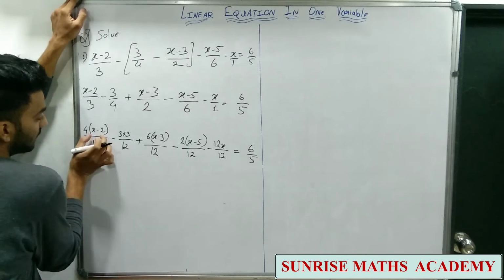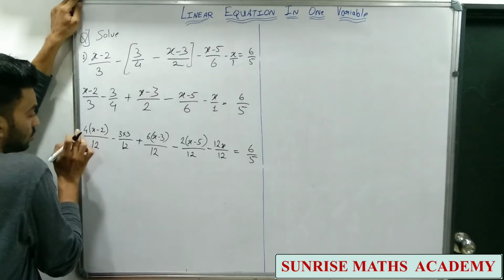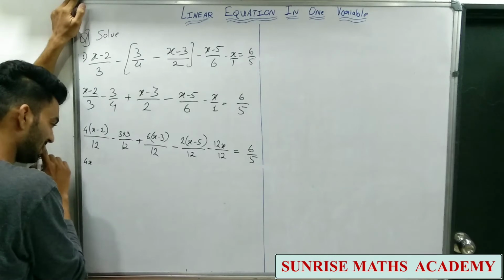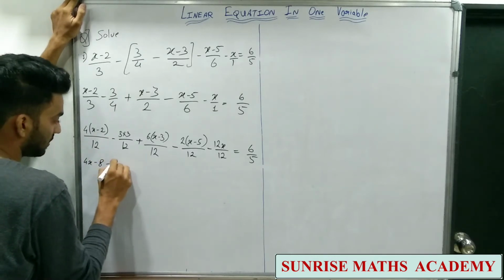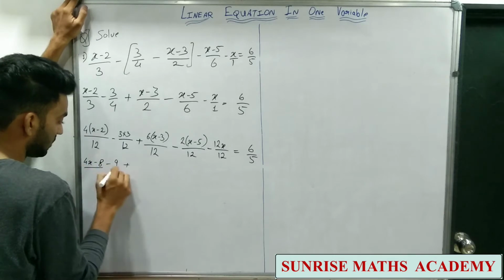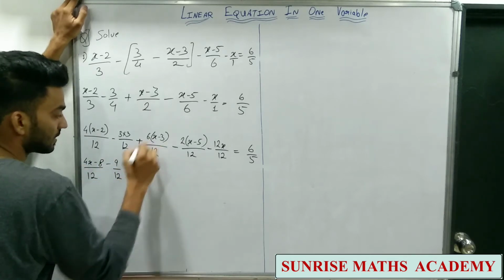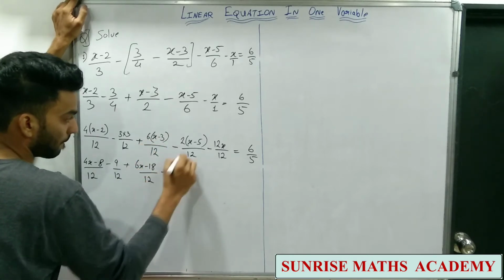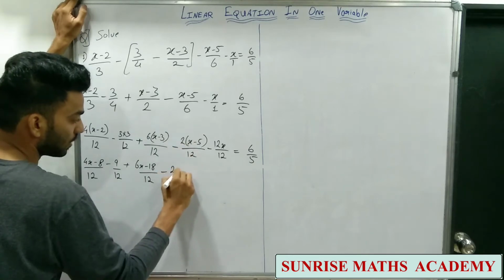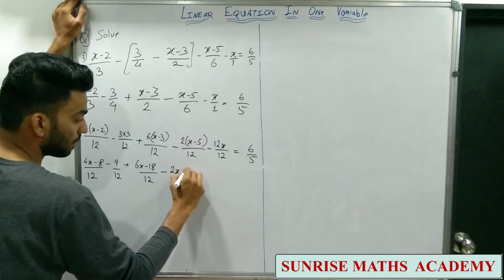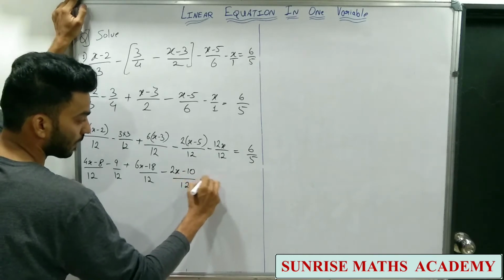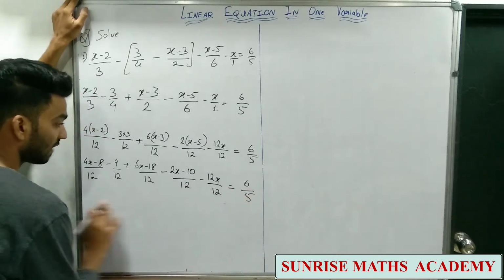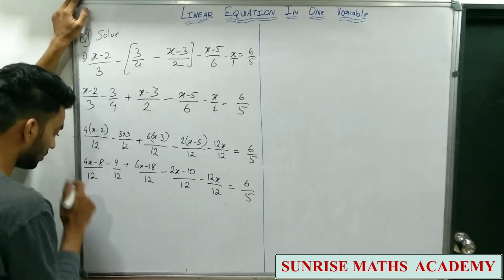So now we multiply. The numerator here is having two terms. We have seen the distributive property: 4 into x, 4x, 4 into minus 2 is minus 8, minus 9, plus the denominator is 12, 6 into x, 6x, 6 into minus 3 is minus 18, minus, this is 2 into x, 2x, 2 into minus 5, minus 10 upon 12 minus 12x upon 12 equal to 6 upon 5. Now we have made the denominator same. We'll add these rational numbers.